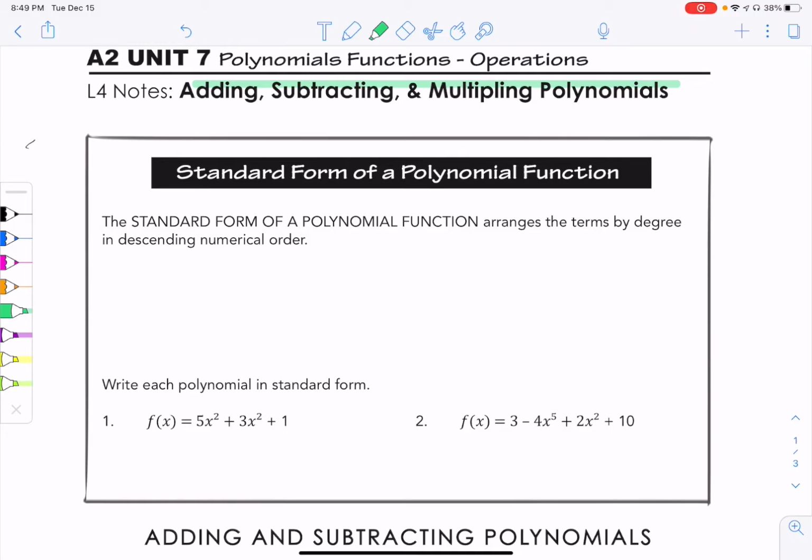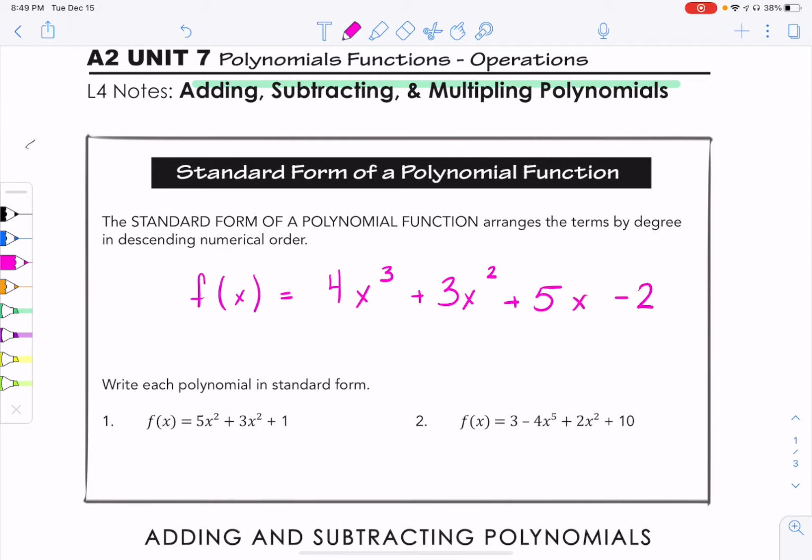At the top of your page, we need to review the standard form of a polynomial function, and I'm going to give you an example of 4x to the third plus 3x squared plus 5x minus 2.